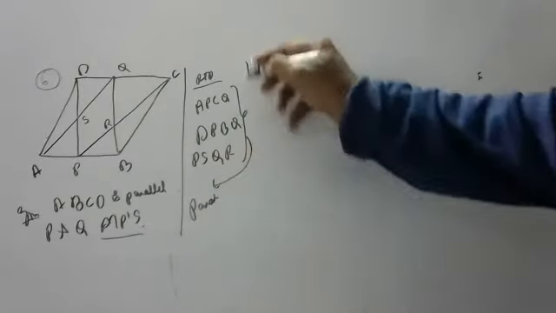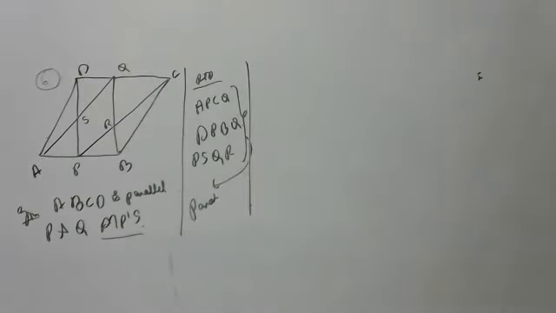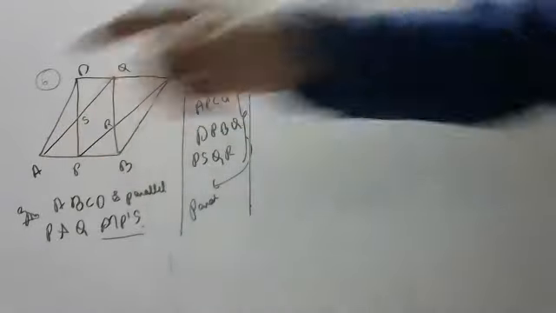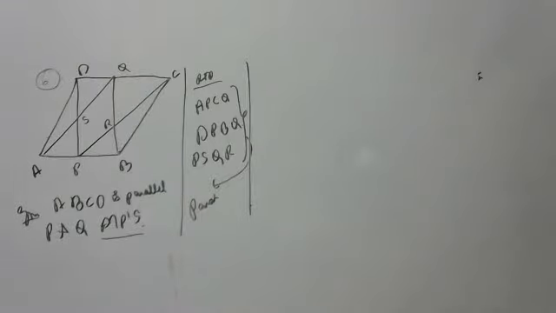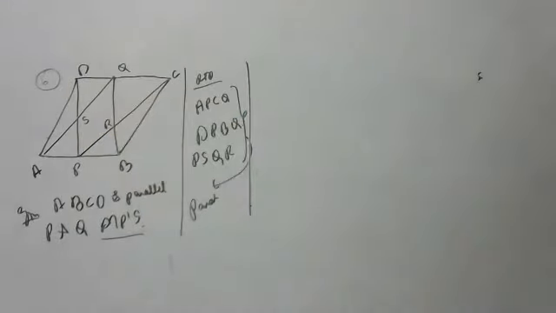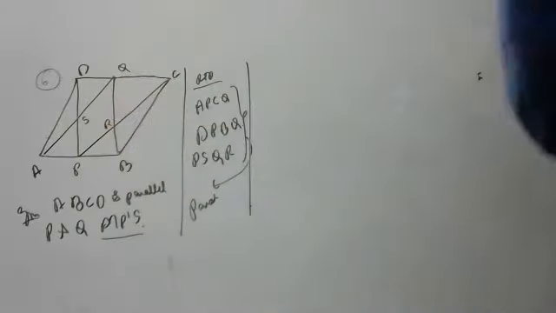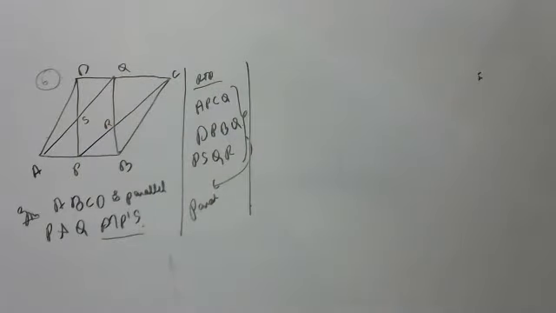Almost three sums are there, children. If you concentrate, this is going to be the last sum, and the remaining examples you will see tomorrow. Please, you have to concentrate. Can you locate APCQ, children? He's asking to prove that as a parallelogram, and also DPBQ, and also PQRS. All these we have to prove as parallelograms.